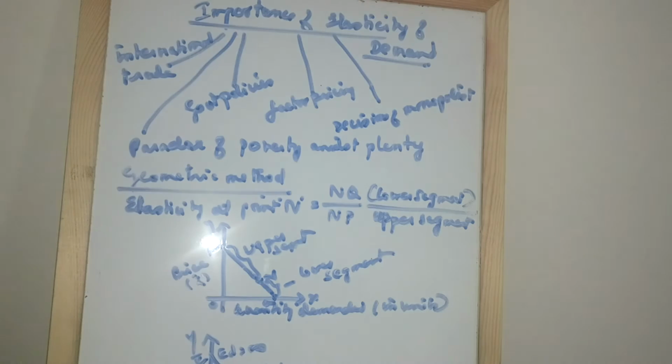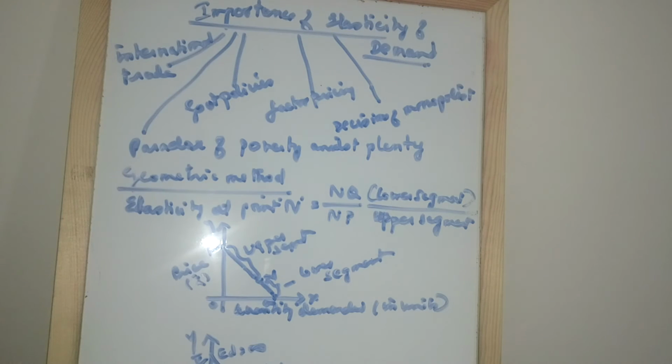The next, government policies. To formulate government policies, especially taxation, government can impose higher taxes on goods with inelastic demand, whereas low rates of taxes are imposed on commodities with elastic demand.